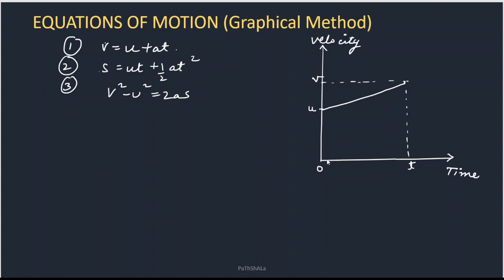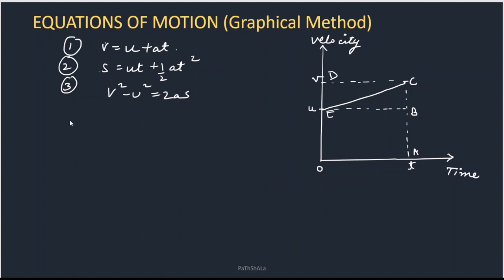I'll repeat once again. This is the origin. When time is equal to 0, the object starts with the initial velocity u, and it moves with a uniform acceleration. I've drawn a straight line because it's a velocity time graph. It reaches a final velocity v in time t. Let me join this also, and let's name these points A, B, C, D, and E.